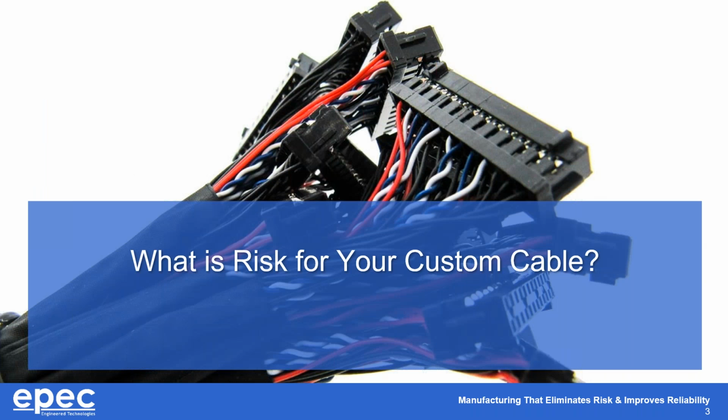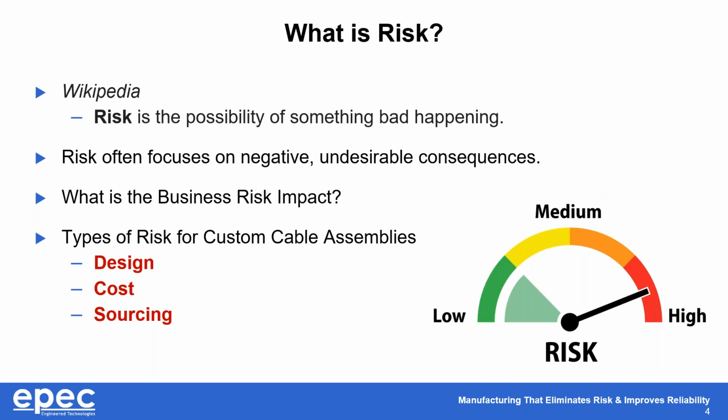So first, what is risk for your custom cable? As Wikipedia defines it, risk is the possibility of something bad happening. Typically, risk focuses on something negative or some type of undesirable consequence. In terms of the impact to your business, it really depends on the impact and the type of event that may occur. But it's important to understand the level of risk and what the impacts are, so it's able to be effectively gauged and mitigated. Generally speaking, there's three types of risk that we're going to focus on today. Those are design, cost, and sourcing risks for your custom cable assembly.